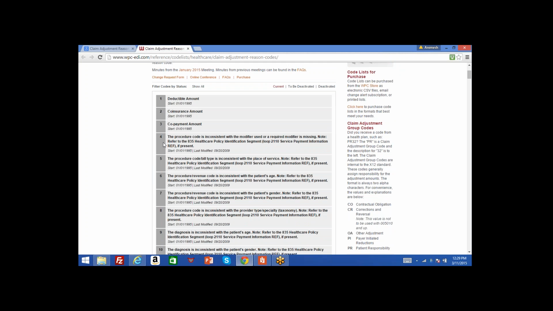So this is the bundle and the unbundled concept that needs to be reported. Again, the example is given for the unbundling as well.